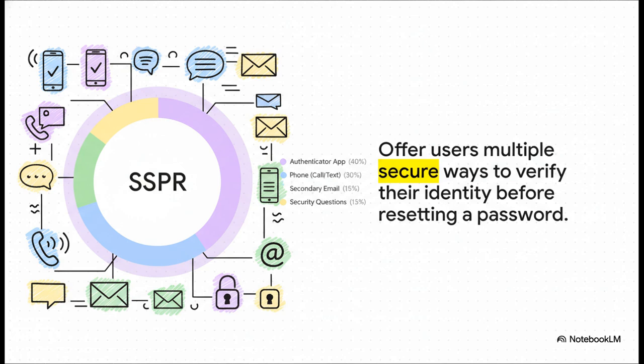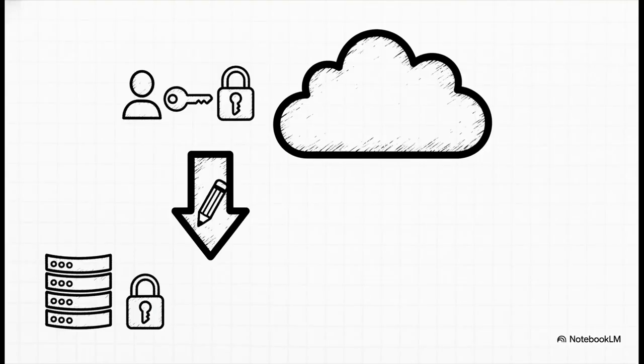And these are the kinds of methods users can choose from to prove they are who they say they are. Things like the Authenticator app on their phone, getting a text message, or answering security questions. You get to decide how many of these they need to set up before they can securely reset their own password.